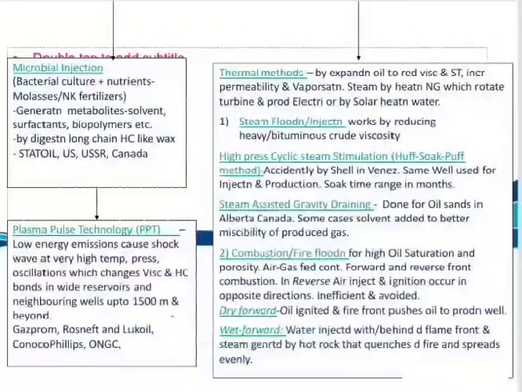to pump out. The other steam flood method employed is steam assisted gravity drainage, which is done for oil sands in Alberta, Canada. In this case, parallel pipes are inserted into the reservoir, the upper one having spargers to pump out steam. This steam tends to reduce the viscosity of the bituminous crude and ensures that it flows down due to gravity, whereby it is collected in the collector pipe and pumped to the surface. Now, in some cases, solvents are added to better the miscibility of the produced gas so as to ensure a better recovery, because this tends to reduce again the surface tension of the bituminous crude.